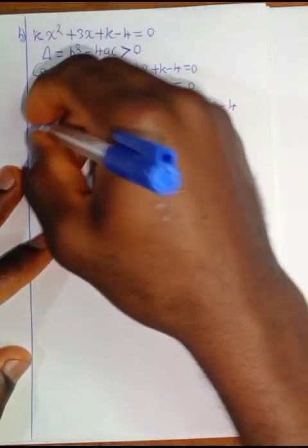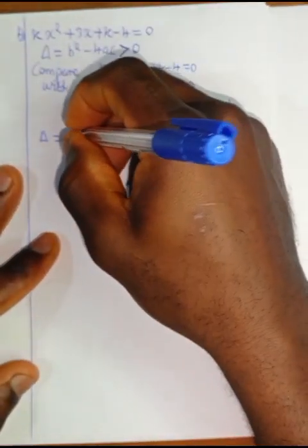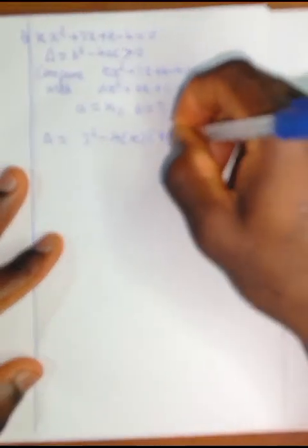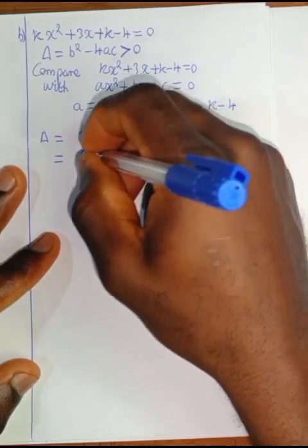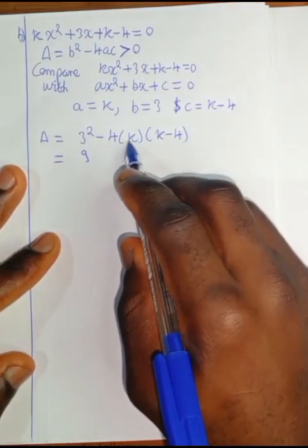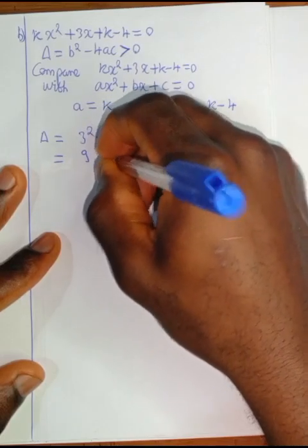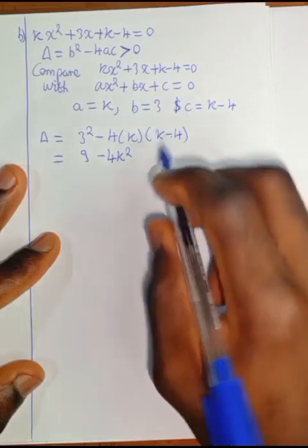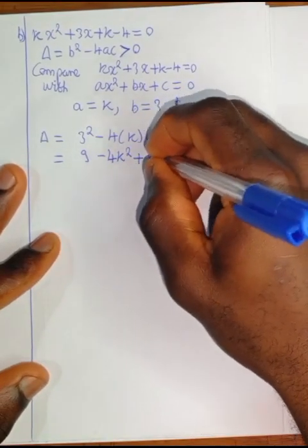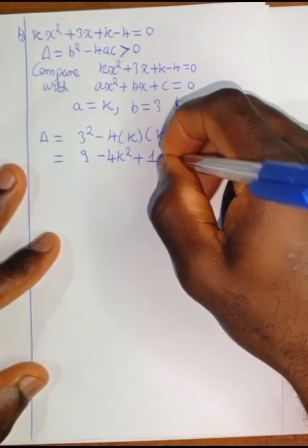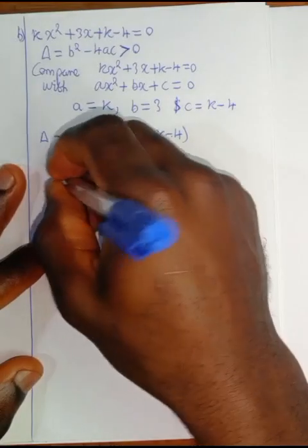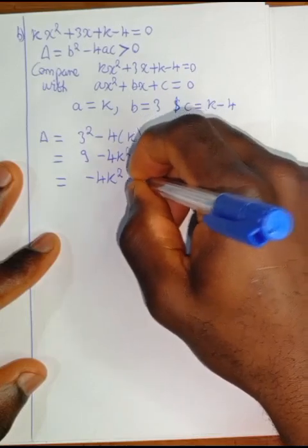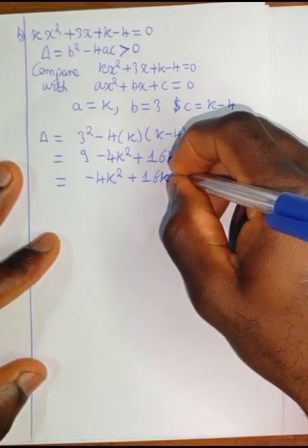So if we insert them, this is our formula for the discriminant. Our discriminant will simply be 3 squared minus 4 times k times k minus 4. This will give us 9. 3 squared is 9. -4 times k gives us -4k, times k gives us -4k squared. -4k times -4 gives us positive 16k. We can write this down as -4k squared plus 16k plus 9.